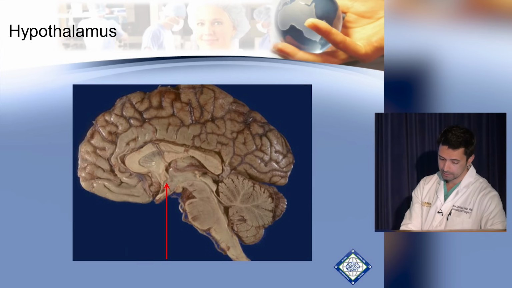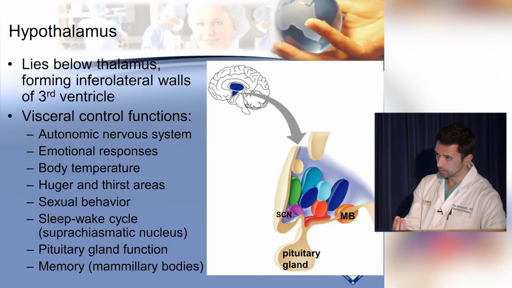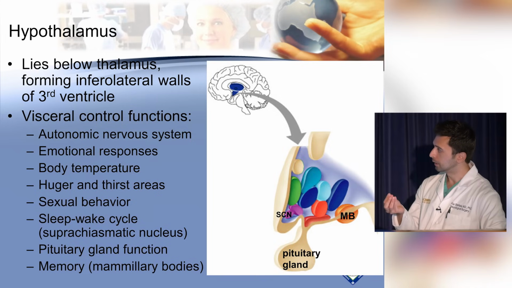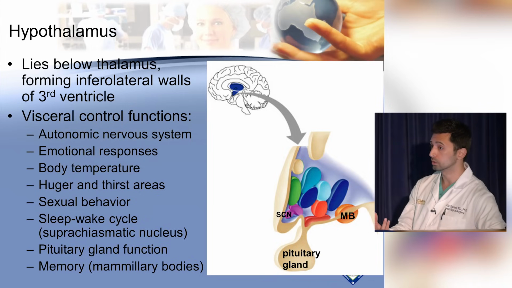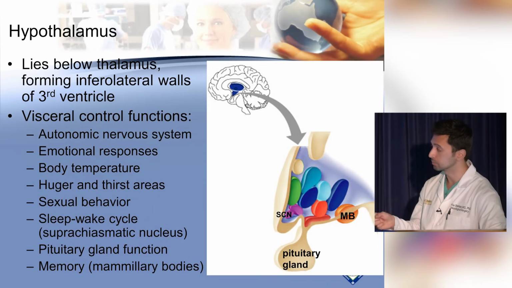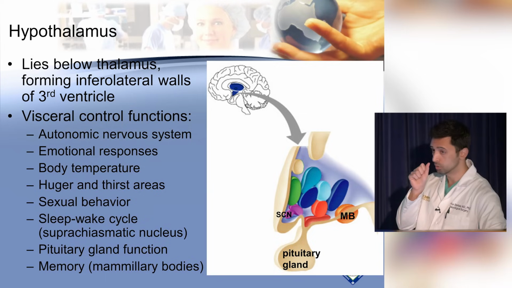Hypothalamus is a much more basic area of the brain. It functions on its own, so it's not a relay center like the thalamus. And it's really focused on a lot of autonomic, basic functions in the brain. So emotional responses, body temperature, hunger, thirst, sex drive, sleep-wake cycle, controlling your hormones. The pituitary gland is under the control of the hypothalamus. These are very important structures.